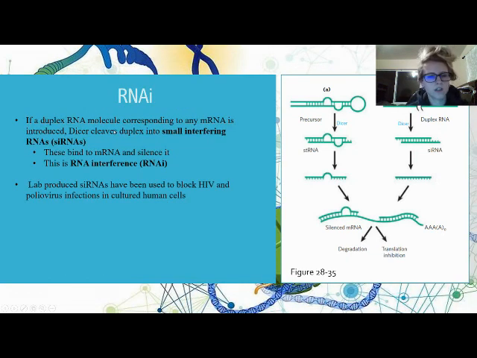If a duplex RNA molecule is introduced that corresponds to an mRNA, the Dicer cleaves the duplex into the small interfering RNAs or siRNAs. These bind to mRNAs and silence it, and this itself is known as RNA interference. RNAs that are produced in the lab have been known to block HIV and poliovirus infections in cultured human cells, and this is kind of a huge field of study right now for inhibiting these pathologies.